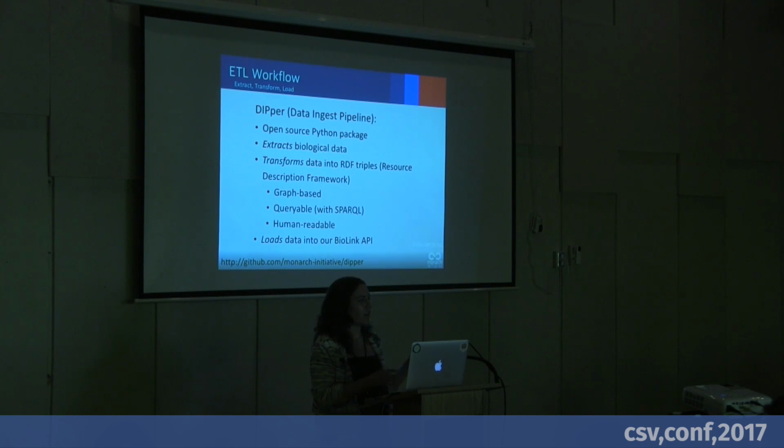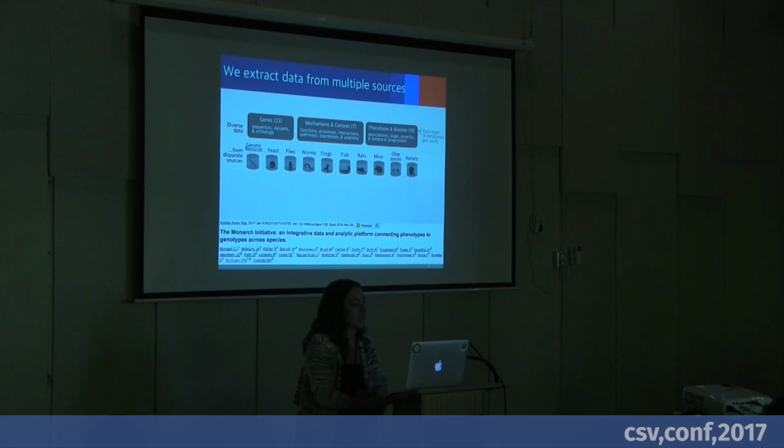At the core of RDF is a set of triples, or subject, predicate, object, which is kind of like the ontology I showed you earlier, where the predicate is a relationship between different terms. And the subject, predicate, object in an RDF triple makes up an RDF graph. So once Dipper transforms the data, we get data that is graph-based, queryable with SPARQL, and it's also human readable. And then finally, we load this data into our BioLink API and then use the data for various tools. I'll tell you a little bit more about this now.